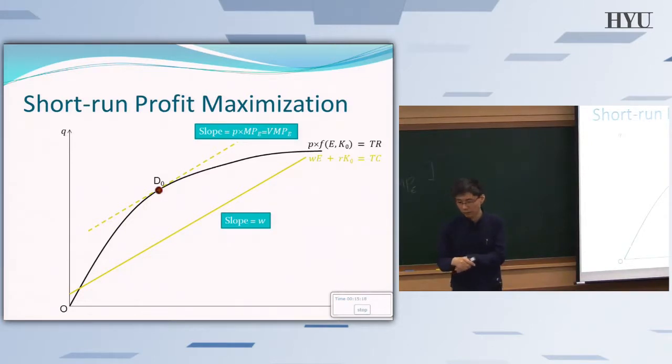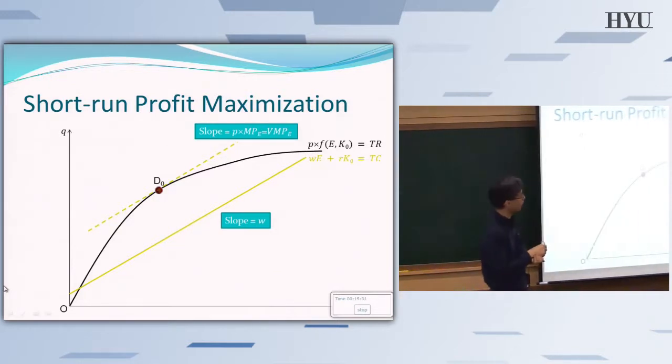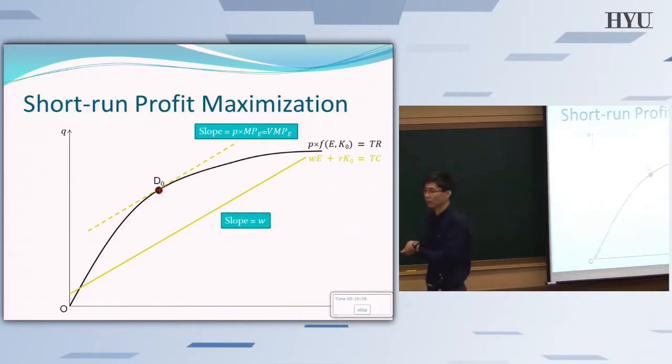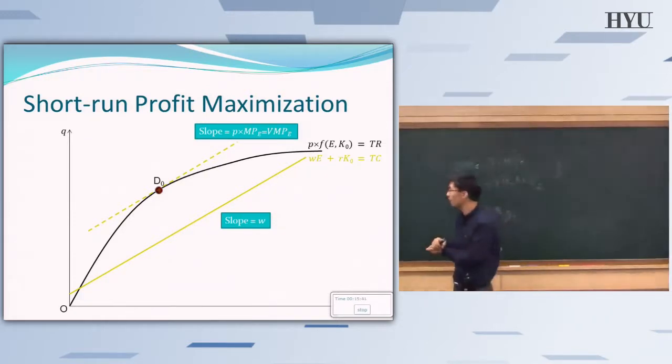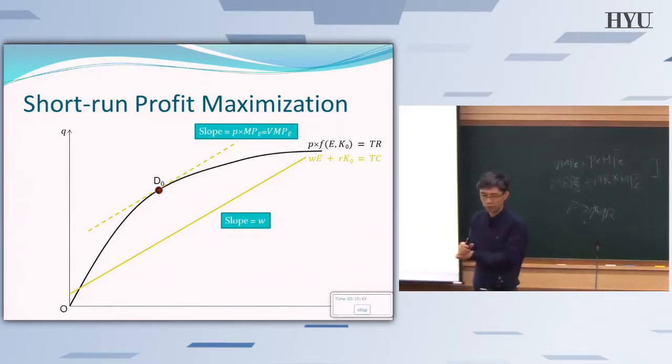So the slope at D0 is just P times MPE, because P is fixed, so you cannot change P. And the slope comes from the production function, which is the marginal product of labor. So P times MPE, in one notation, we call it VMPE, value of marginal product of labor. So VMPE equals W. That is the profit maximizing condition.